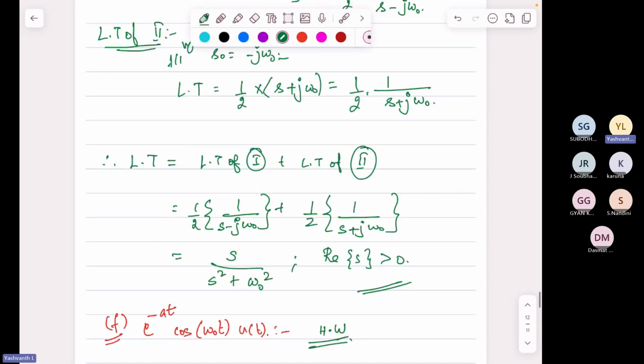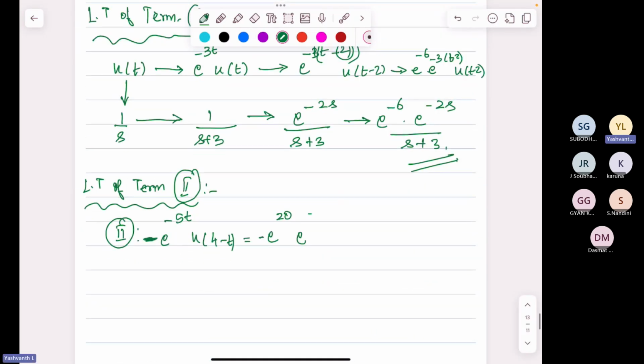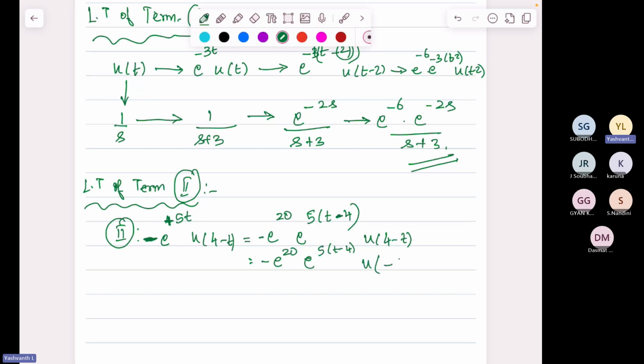Okay, there was a plus or minus here. Oh, it's just plus 5t, not minus 5t. So it's e power 5 of t minus 4. All I did is multiply by e power 20 times e power minus 20, into u of 4 minus t. And this is the same as minus e power 20 into e power 5 of t minus 4 into u of minus of t minus 4. This is how I've rewritten term 2.